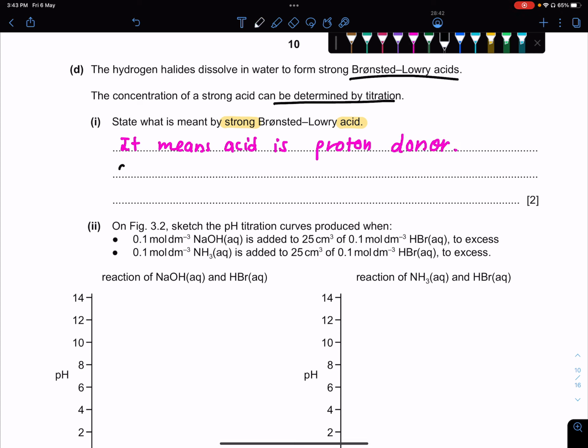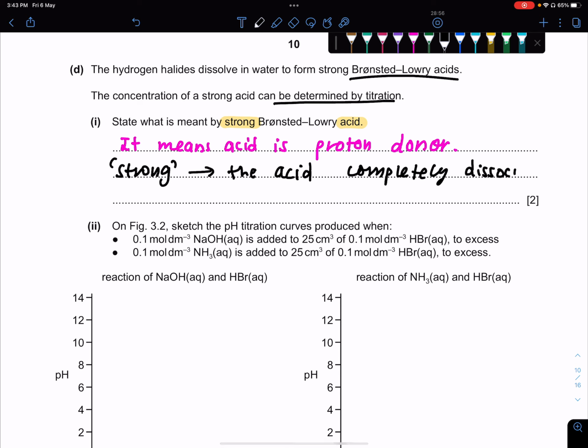And look, by strong, it means that the acid completely dissociates when in solution.